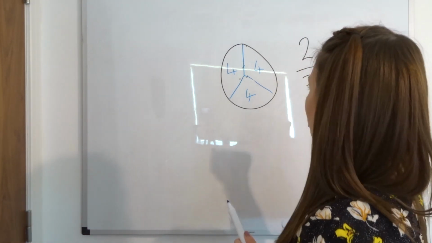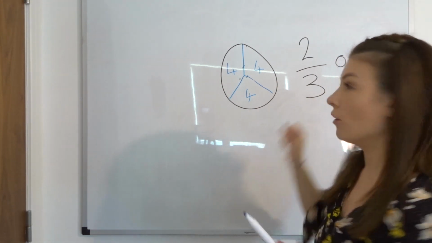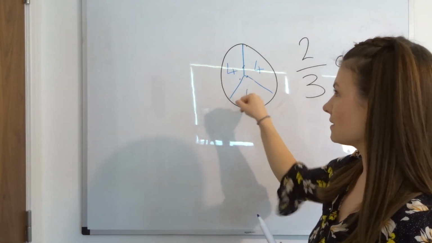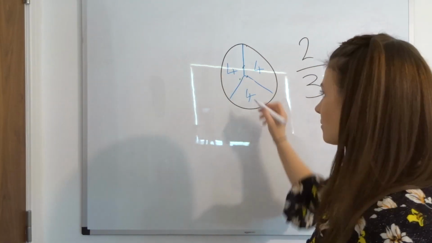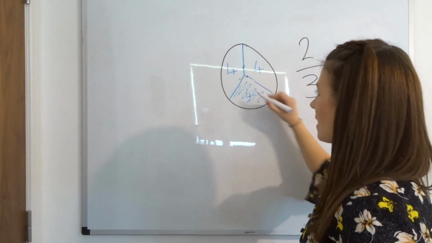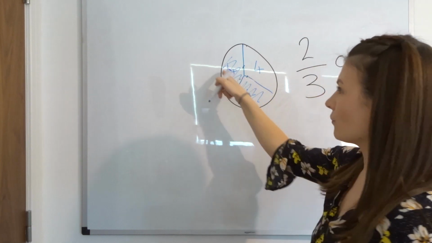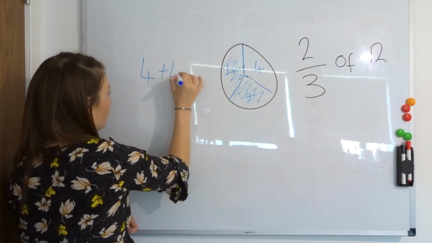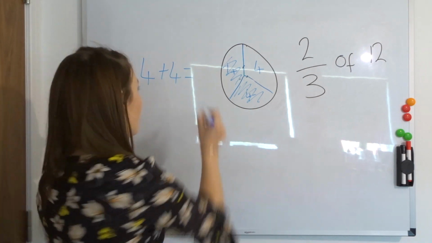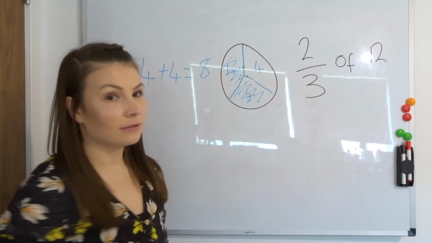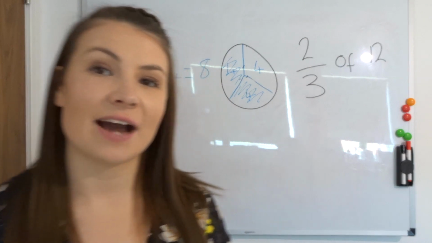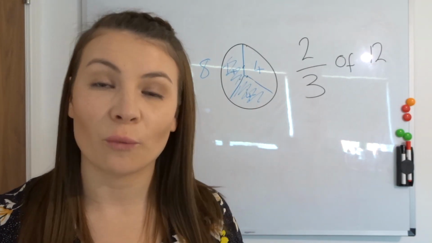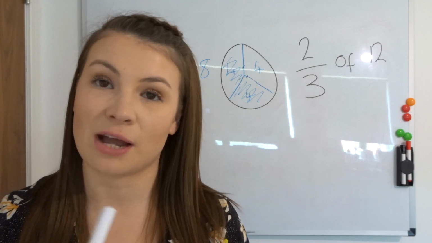Now I need to find what 2/3 of 12 is. So I need to find out what 2 of these added together equals. So I'm going to add together this one and I'm going to add together this one. Now I've got 4 in here and 4 in here. So 4 add 4 equals 8. Great, well done. Hopefully that helps you to understand better and to visually see exactly what we are doing when we are dividing by the bottom and timesing by the top.